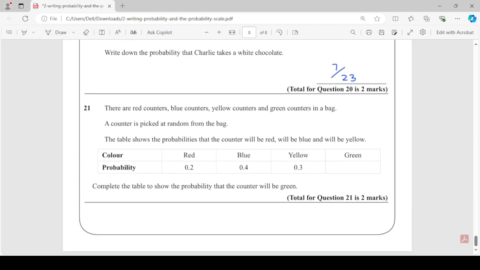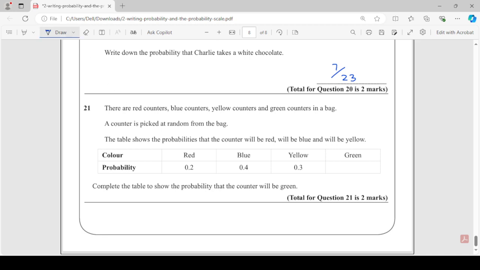Question 21, which is the last question of this worksheet. There are red counters, blue counters, yellow counters, and green counters in a bag. A counter is picked at random from the bag. The table shows the probabilities that the counter will be red, blue, and yellow.